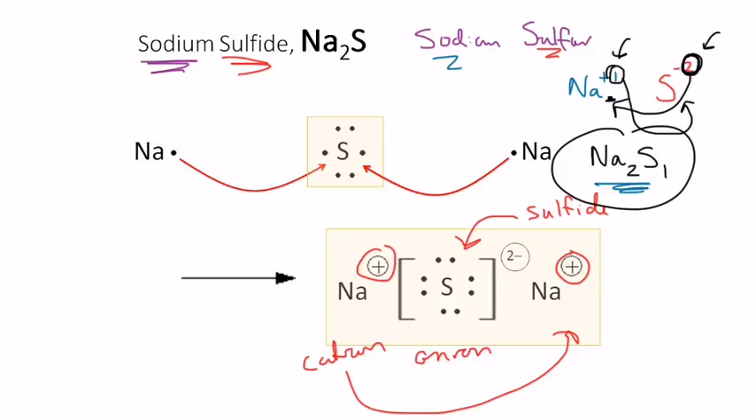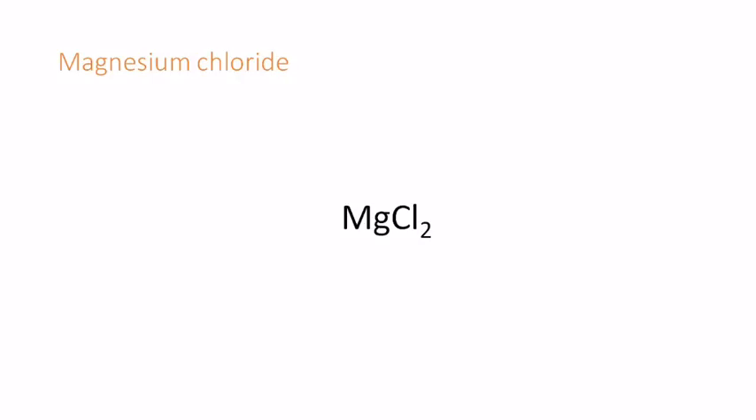When I said it needs to be neutral, here's how we test the true neutralness of that formula unit. I have two sodiums, they're both a +1, and I have one sulfide and it's a -2. If you add this together you get what? 0. So that's what we mean by neutral.